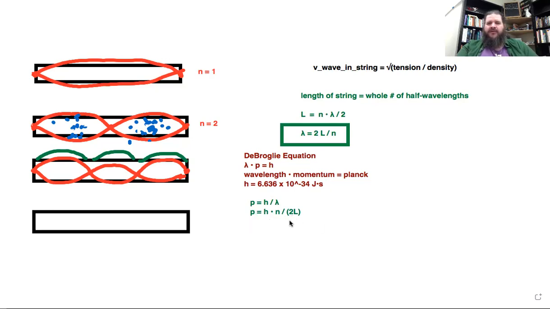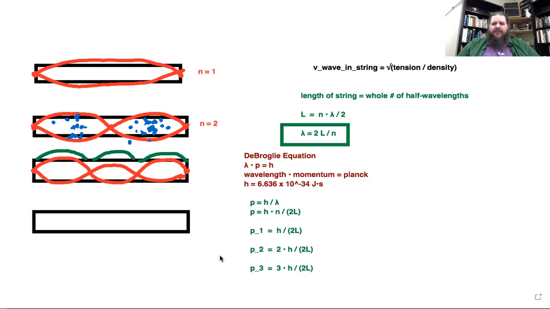And note that this only comes in certain discrete values. n can only be whole numbers. The in-between values don't form standing waves, which means there's a certain fundamental momentum. P sub 1 would be h over 2L. That would be the smallest momentum the electron can have. And then the next smallest, P sub 2, would be 2 times h over 2L. And then the next smallest would be 3 times h over 2L. In other words, 2 times the fundamental momentum, 3 times the fundamental momentum, and so on. So there's only certain discrete values of momentum that can exist here.